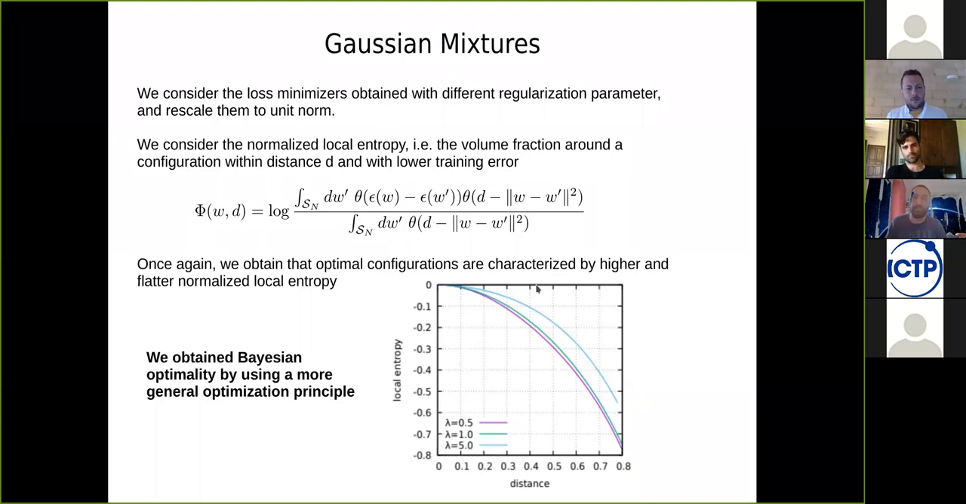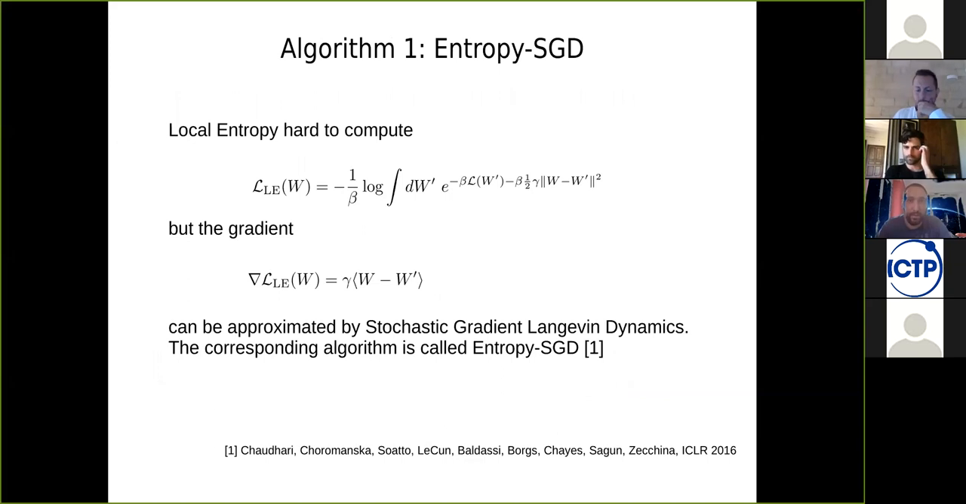So essentially we found another criterion which leads to Bayesian optimality, which is more general than the norm regularization criterion. And it depends, of course, only on the training data. It's something you compute and you can optimize based on the training data. These were analytic results that we again obtained through the replica method.